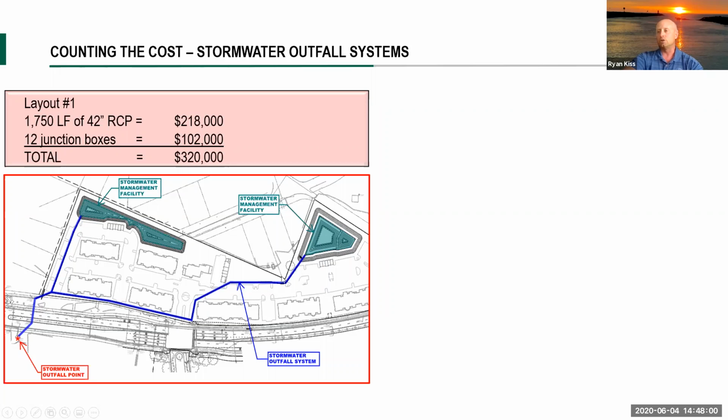And then again, for each one of these turns, because we have the really large junction boxes to accept a 42-inch pipe, we've got 12 of those to make all of these turns and these breaks. That's about another $100,000. So at the end of the day, we were talking about just this outfall system from the one pond running us $320,000.